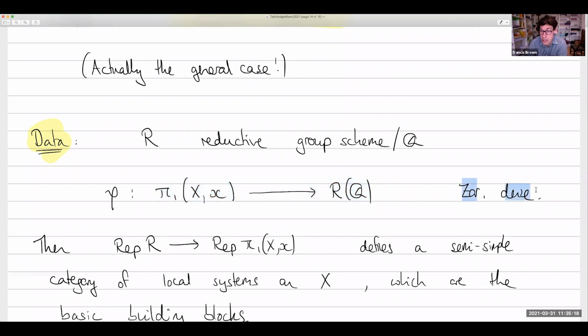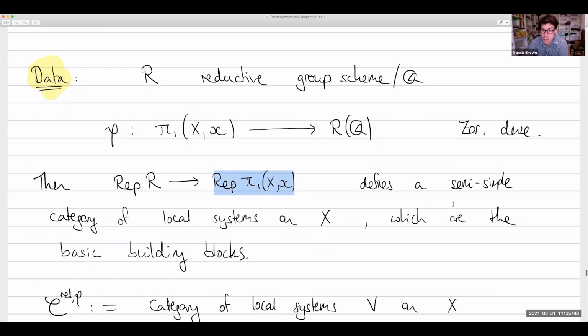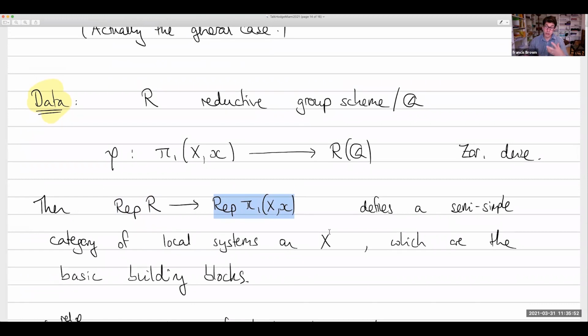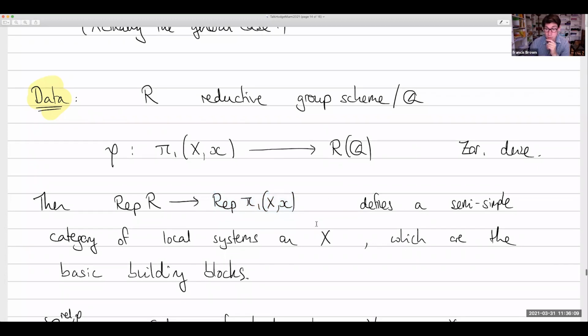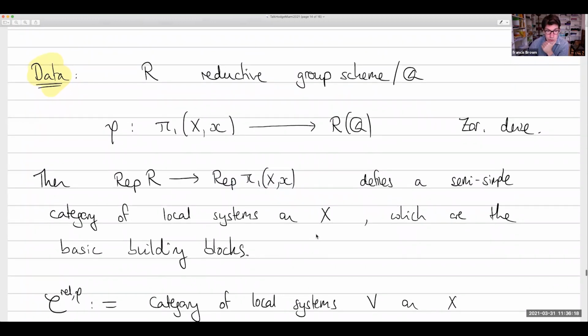Okay, so we give ourselves this data. It's Zariski dense by assumption. And this gives a map in the opposite direction from representations of R, the category of representations in the sense of algebraic groups. Taking their Q points gives you a representation of the fundamental group. And what this does is define a semi-simple category of local systems on X. You can turn this around and say we start off with a particular nice family of local systems on our variety X, and they should come from the representation of a reductive group, and they will form a semi-simple category. So, for example, variations of pure Hodge structure which are polarized will do the job.